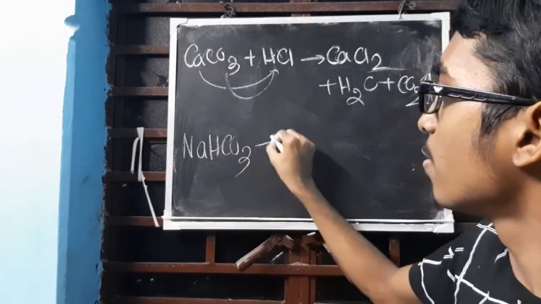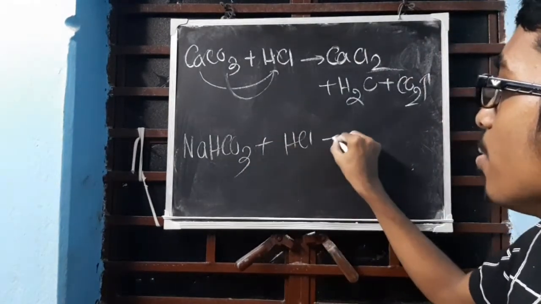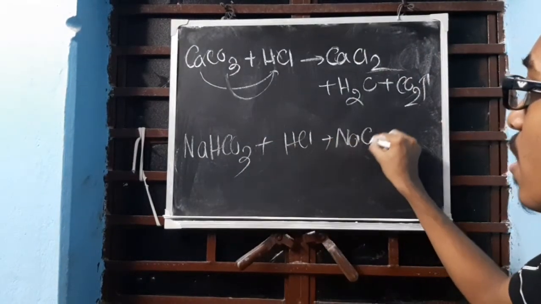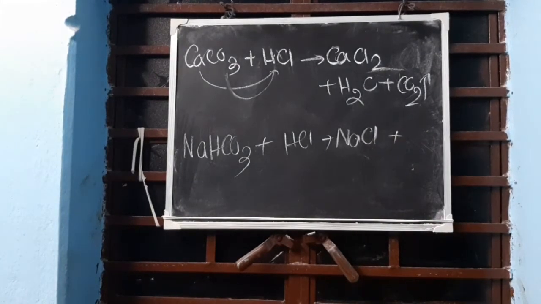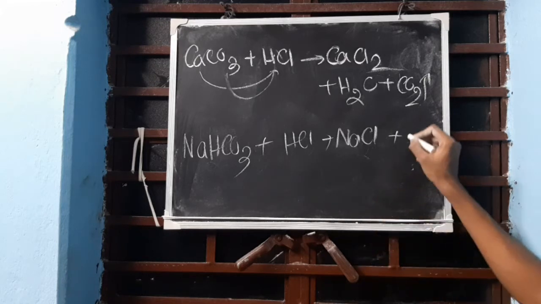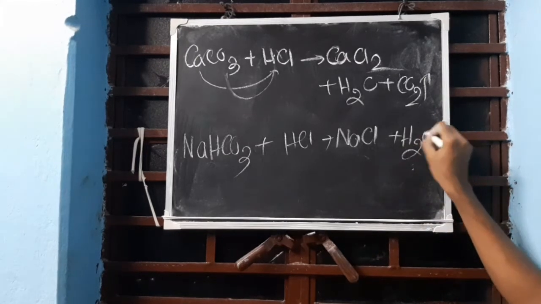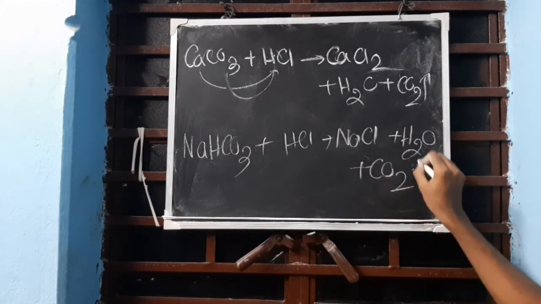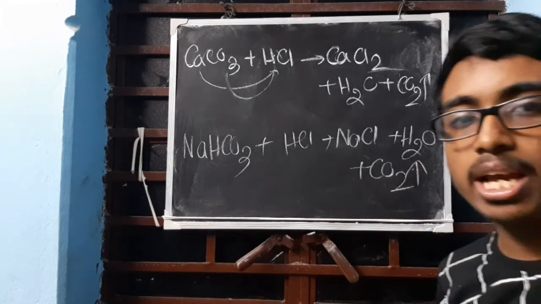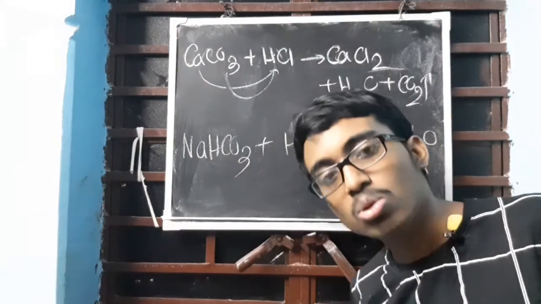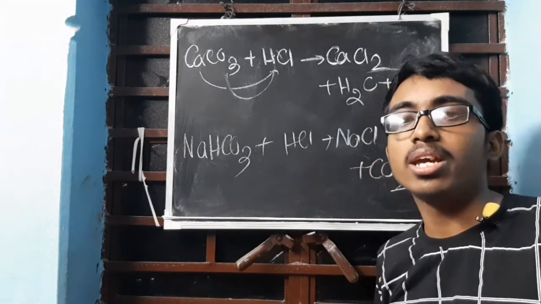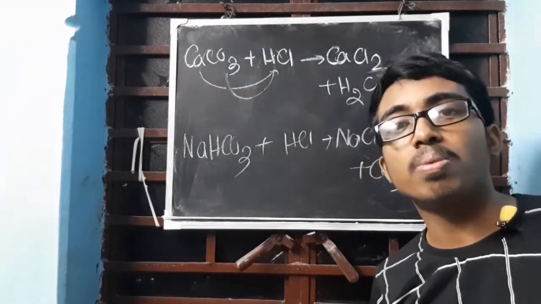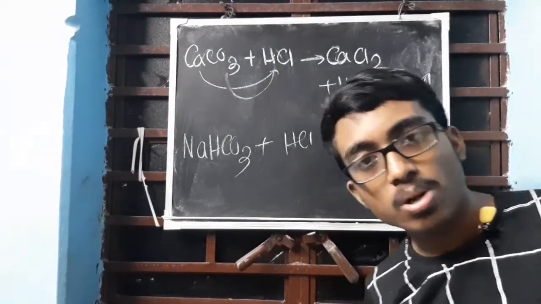So let us write NaHCO3 plus HCl. Tell me what will form. NaCl plus H2CO3, right? That is not possible, so we have to write H2O plus CO2. So whenever you see H2CO3 being formed, do not write H2CO3. Break it down into H2O plus CO2. Clear? Okay?